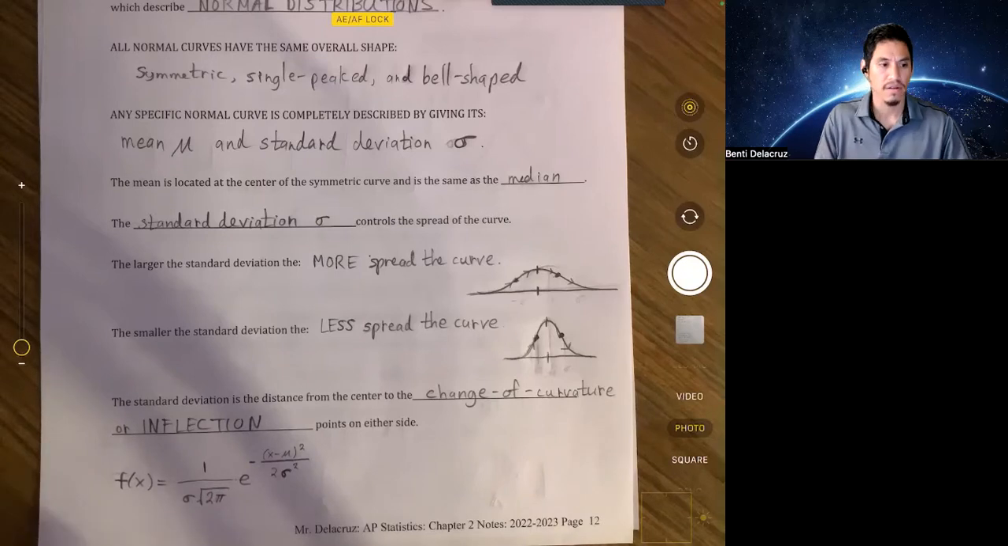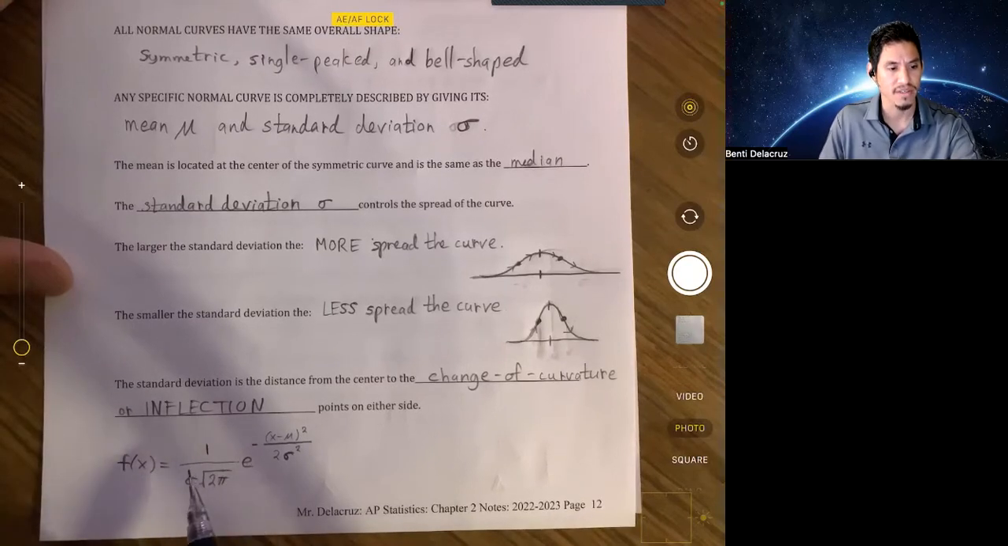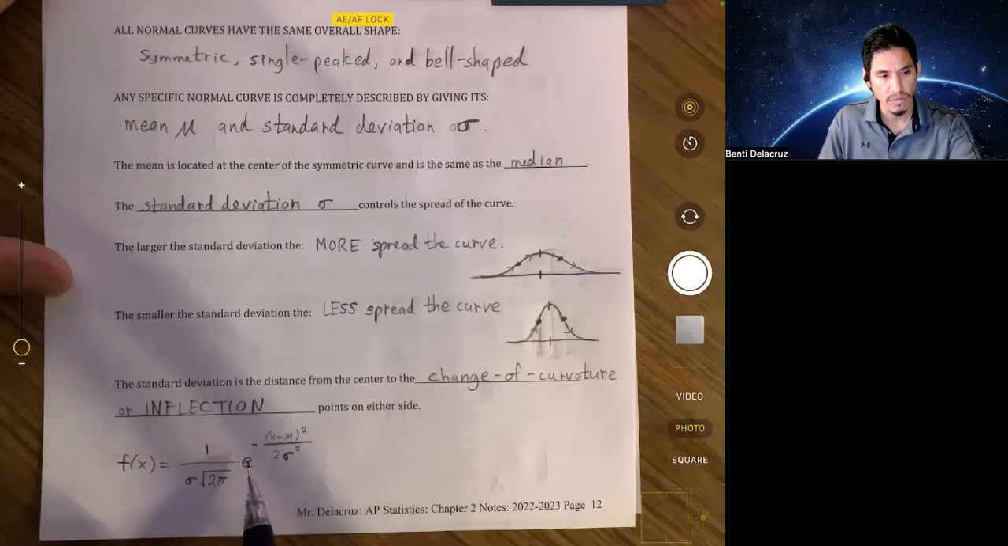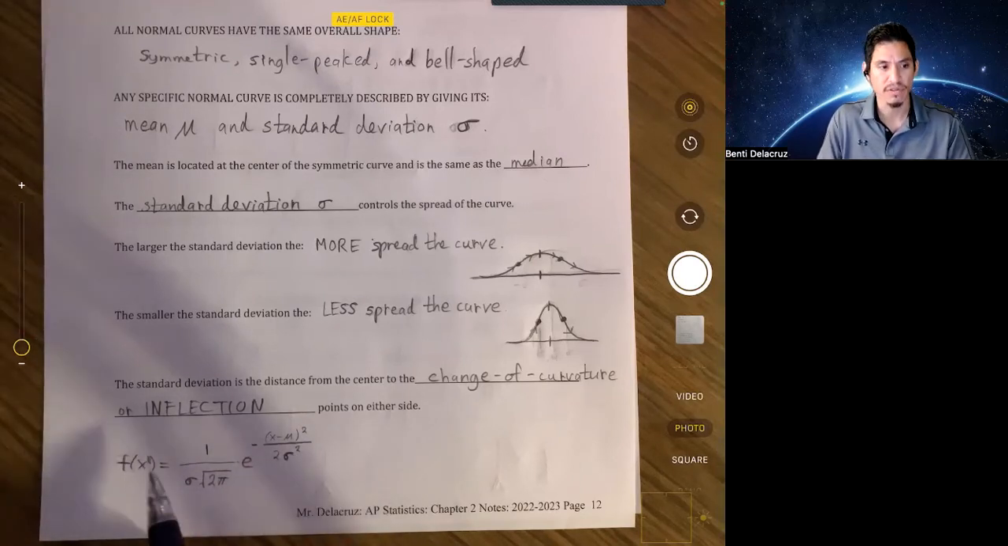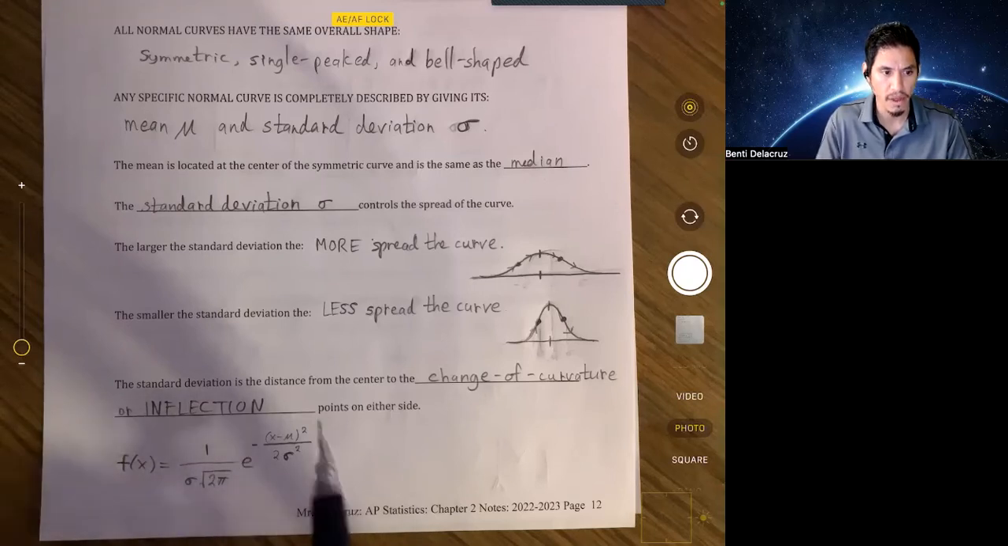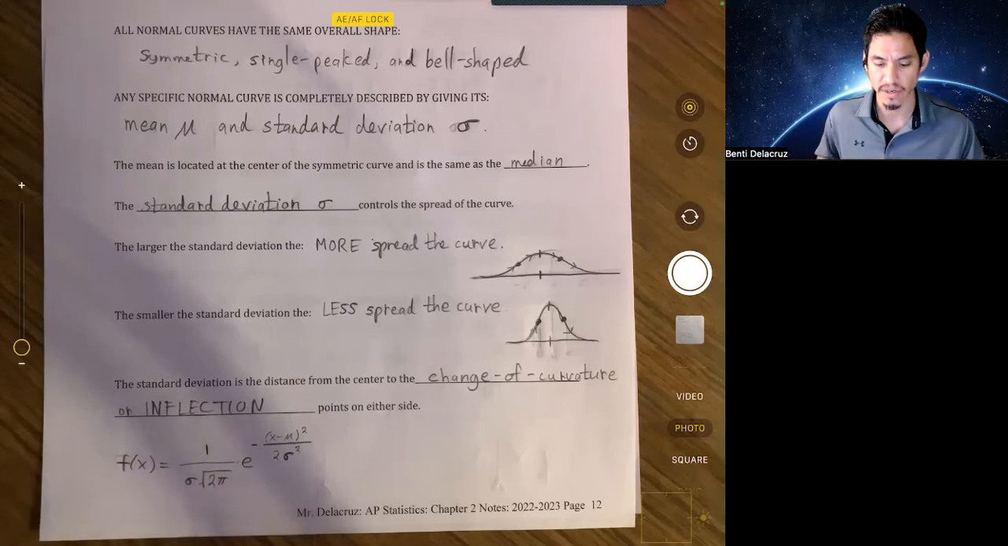The normal curve actually follows this equation: f of x is equal to 1 over the square root of 2 pi times the standard deviation, all multiplied by e to the negative x minus mu squared over 2 sigma squared. If you're actually interested in learning about this, I'll make another video. But this is something you're not going to have to worry about being tested on in regular statistics.